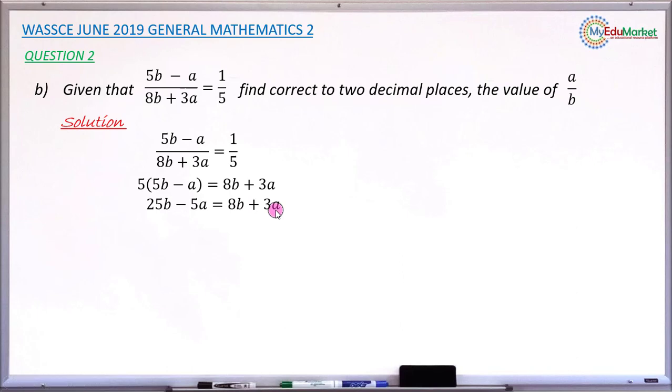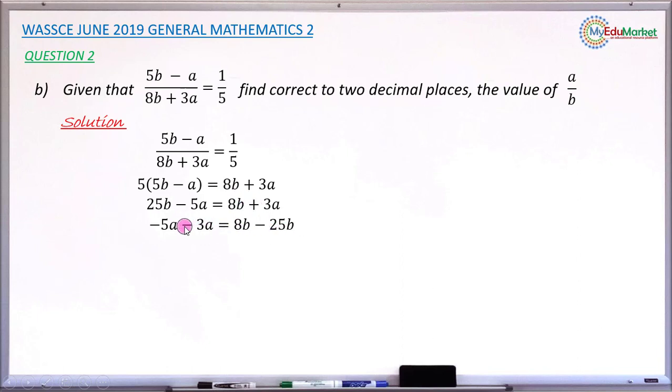Next, you collect all those that have letter a to the left and all those that have letter b to the right. In doing that, you take this 3a from right to the left, and you take this 25b from left to the right. Let me do that. You are now going to have −5a, which I just copied. 3a shifted to the left becomes −3a.